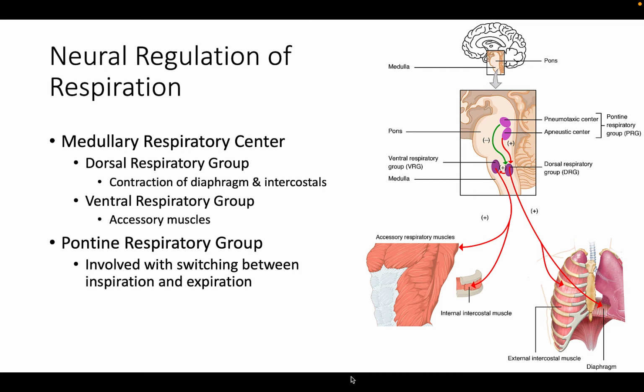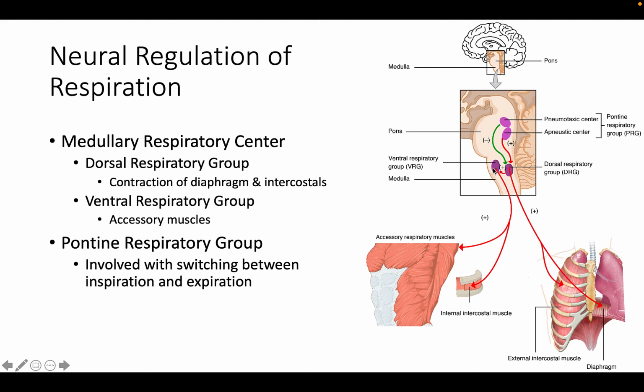And so the major brain centers involved in pulmonary ventilation are simply the medulla oblongata and the pons of the brainstem. So thinking back to our nervous system lecture, we talked about the brainstem and how it was just mostly vitals and respiration control. Well, now we are here. The medulla oblongata contains two groups that we're going to call the medullary respiratory center. We have our dorsal respiratory group on the dorsal side and our ventral respiratory group on the ventral side.